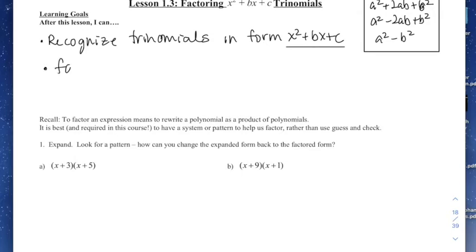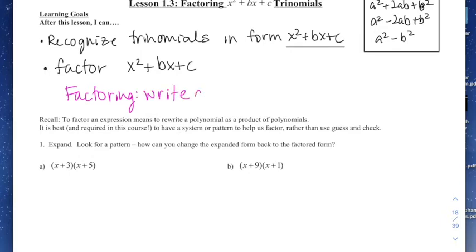The second thing we want to be able to do is factor x squared plus bx plus c. What does factoring mean? Factoring is when we write a polynomial as the product of polynomials. So let's make note of that. Product means multiply.